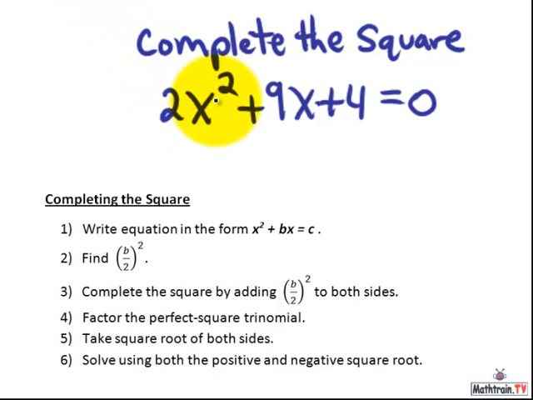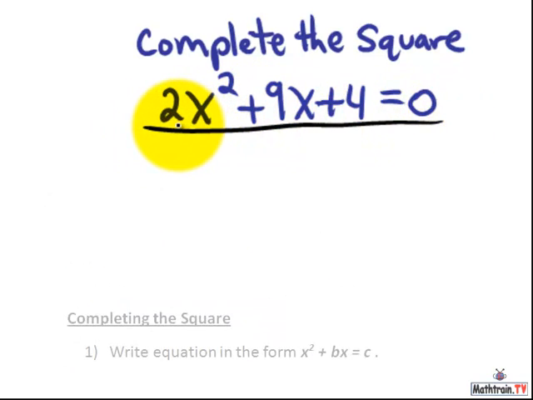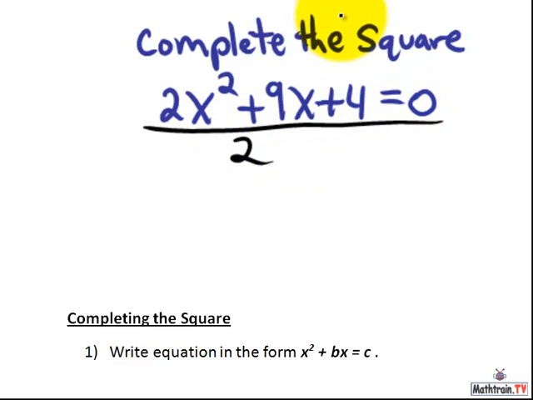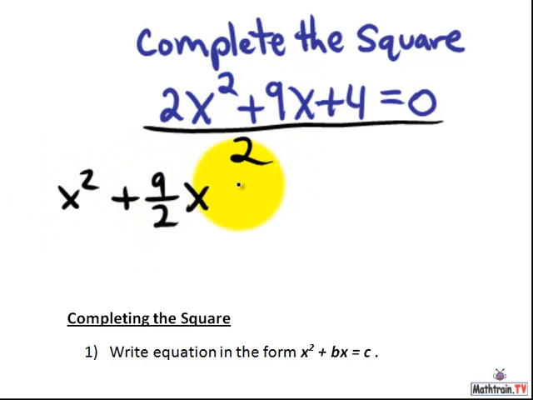Complete the square. So the first thing I would do is divide everything by 2. I want to get 1 as the coefficient here. So I'm going to divide both sides by 2. Then I'm left with x squared plus 9 halves x plus 4 over 2, which is 2, equals 0, since 0 divided by 2 is still 0. All right, we got that part.